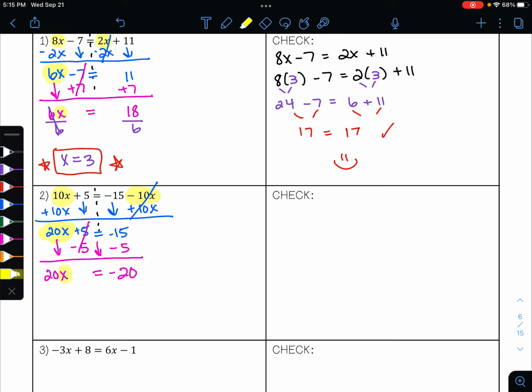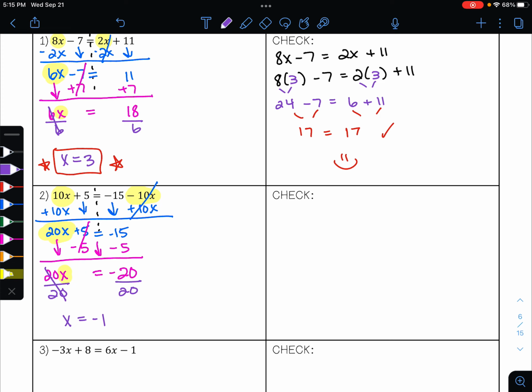I want to get x alone. X is being multiplied by 20. How do we undo multiplication? Division. I'm going to divide both sides by 20. 20 divided by 20 is 1, which just leaves me with 1x. Negative 20 divided by 20 is negative 1. So my answer is negative 1.